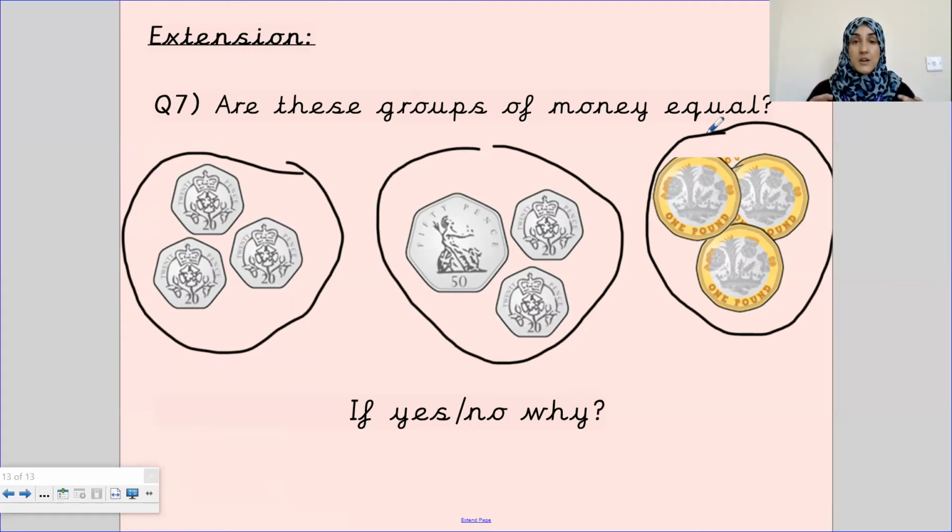When you are writing your reason, can you please write a full sentence and not start with because, as we don't start off a sentence with because. So you will start off the sentence by saying, these groups of money are equal because, or these groups of money are not equal because. Okay, once you have completed your extension question number 7, please upload all of your work onto Tapestry.